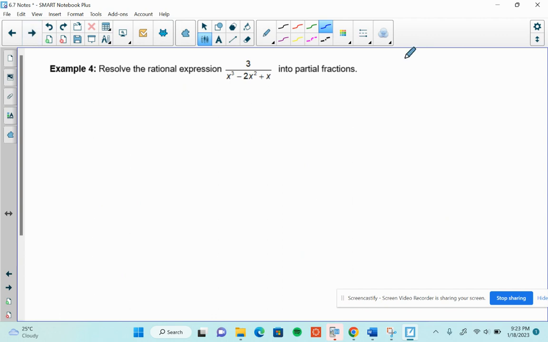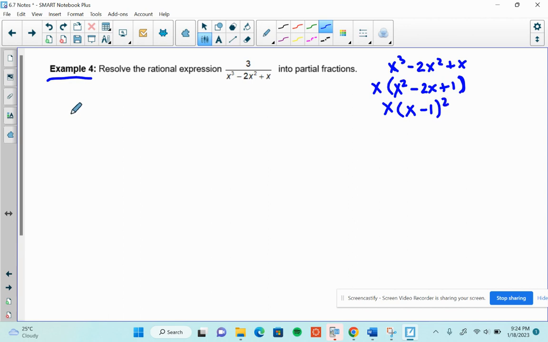We have to do some factoring in that denominator. So notice what we're trying to do. We're trying to resolve the rational expression into partial fractions. In other words, find the partial fraction decomposition. In order to do this, first thing we have to do is factor the denominator. So notice what we have is a common factor of x that we can take out. So we have x times x squared minus 2x plus 1. And then the x squared minus 2x plus 1 will actually factor as x minus 1 times x minus 1, or x minus 1 squared.